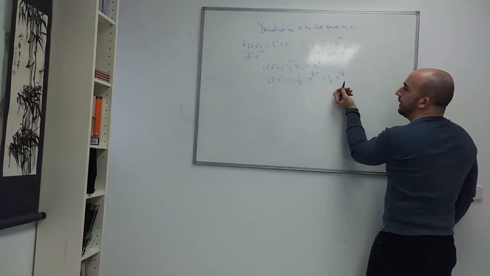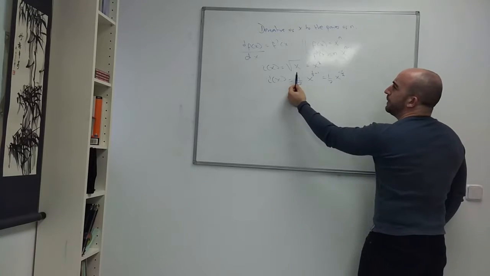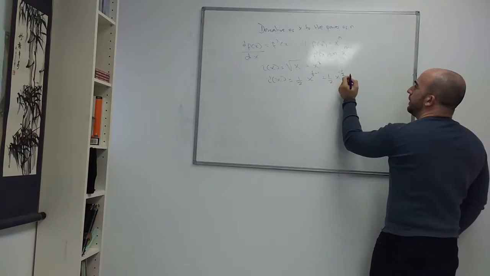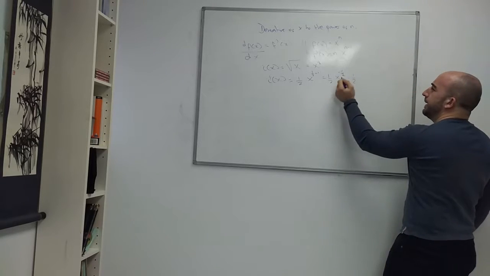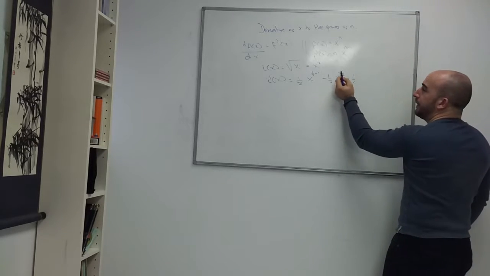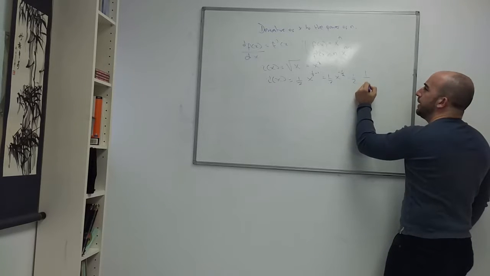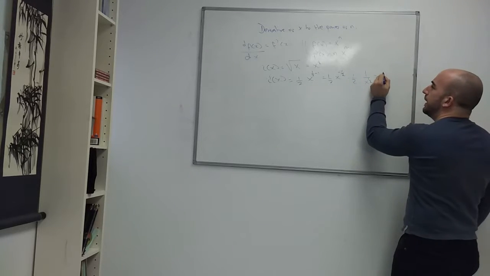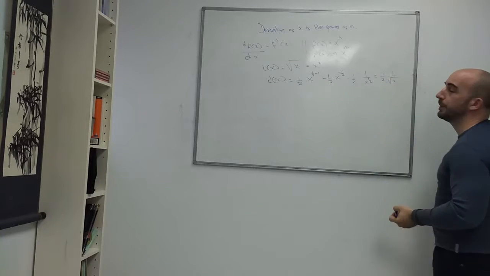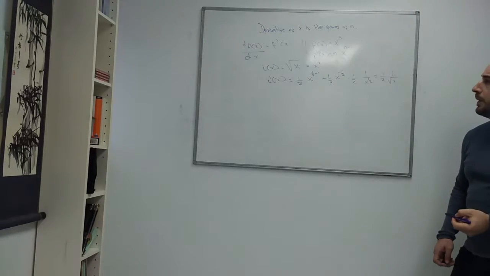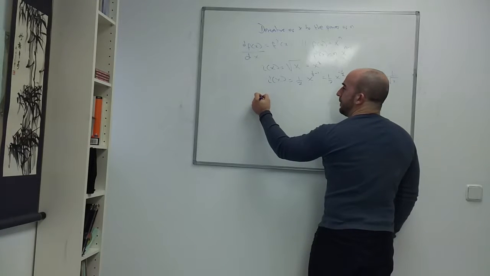So now that would be finished, but we have to leave it in the same notation that we were given. So we will put 1/2 times, and then when you have a negative index, you put it in the denominator, and then we have 1/2 times the square root of x. Okay? So let's do another type of root.